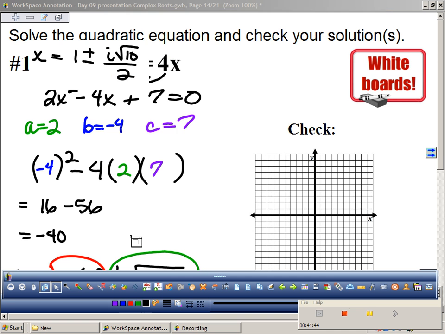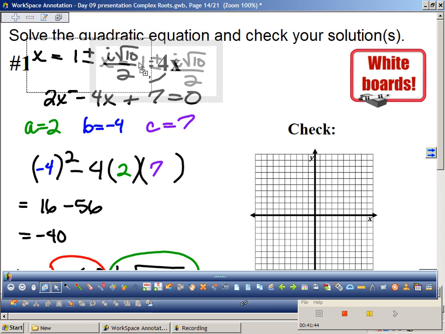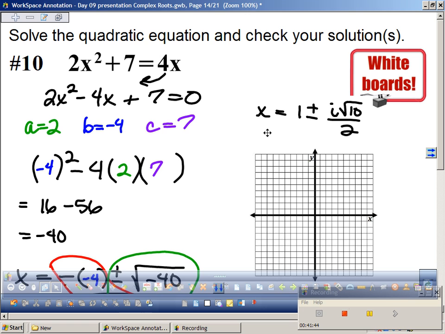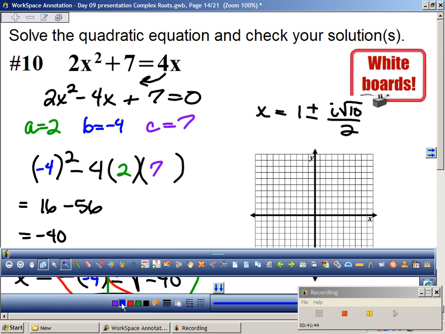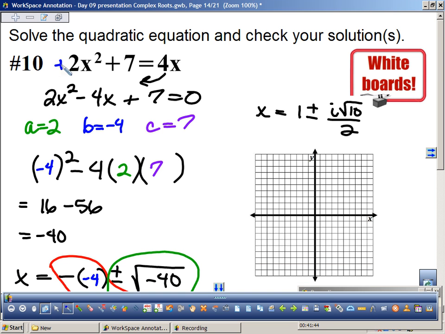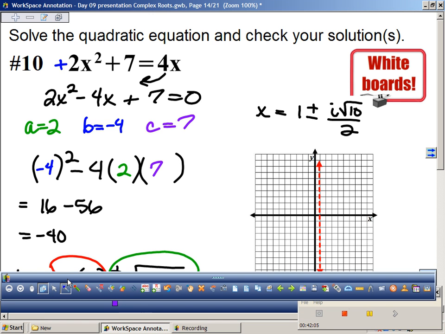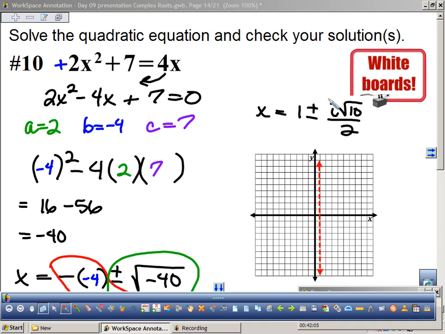What does this mean graphically? Well, I know that my graph is positive, because this is positive, right? So I know it's a positive graph. I know my axis of symmetry is where? At 1. I know that I don't have any roots, because this has imaginary roots, right? So then I think of, if I were to square this, what would I get?